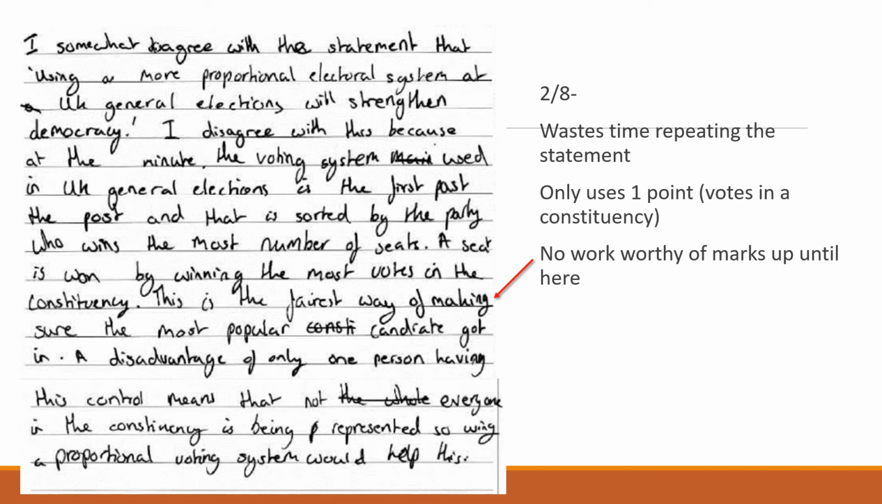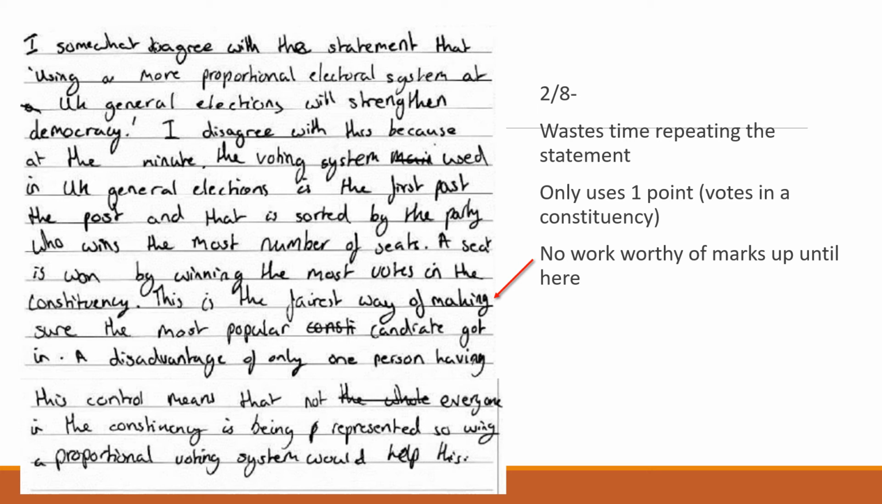They've only got 2 out of 8. They've wasted a load of time at the start by repeating the question. As you can see, it's in quotation marks. Total waste of time, don't ever do it. They've only actually discussed one point, the fact about getting the most votes in a constituency wins a seat. They've only discussed one point, therefore they're only ever going to get 2 marks. In fact, nothing they say is worthy of any credit until this is the fairest way of making sure.